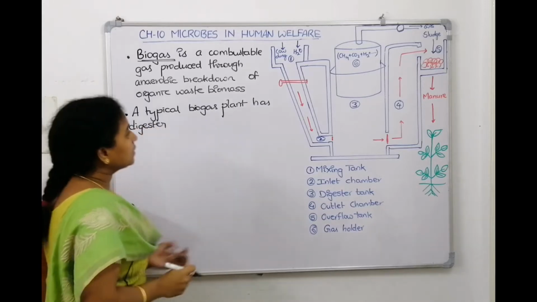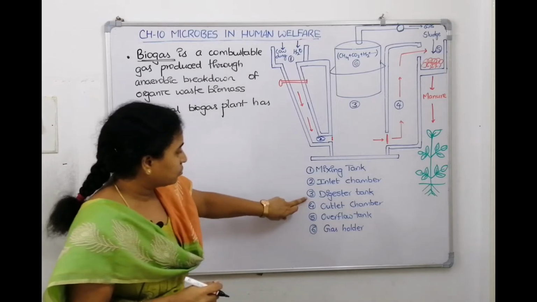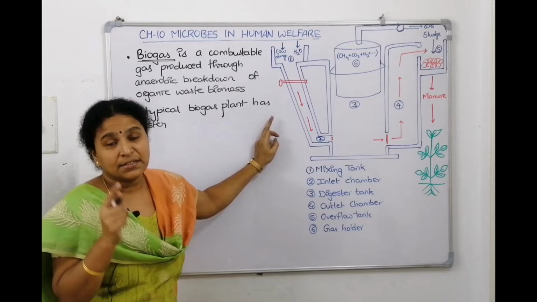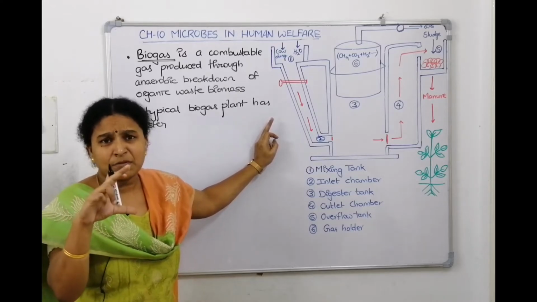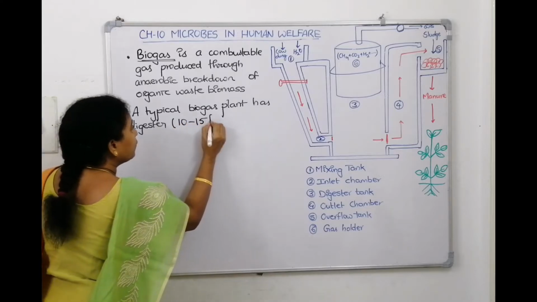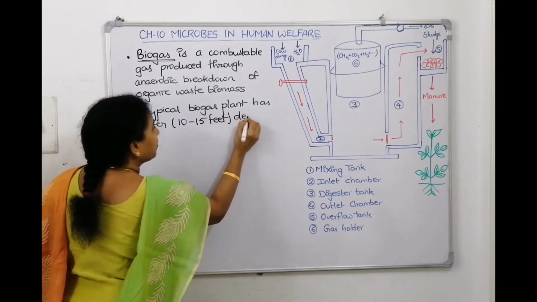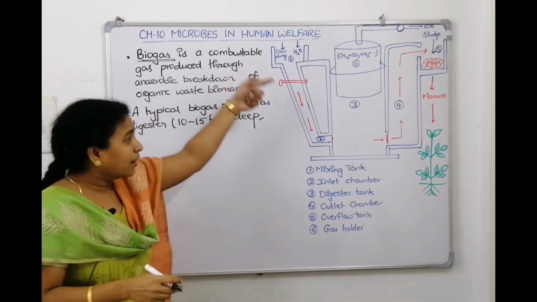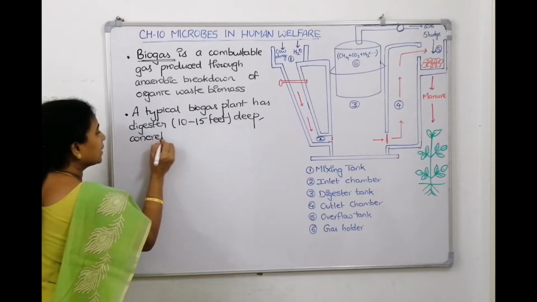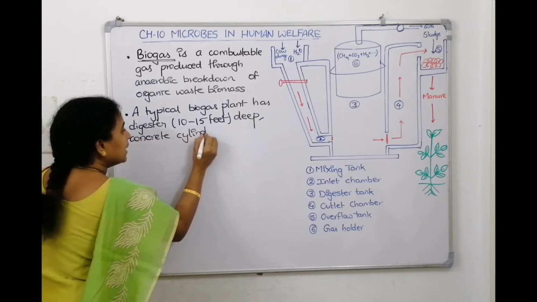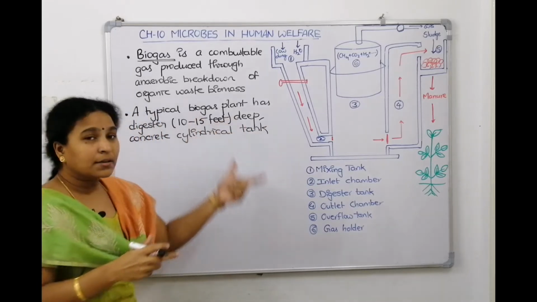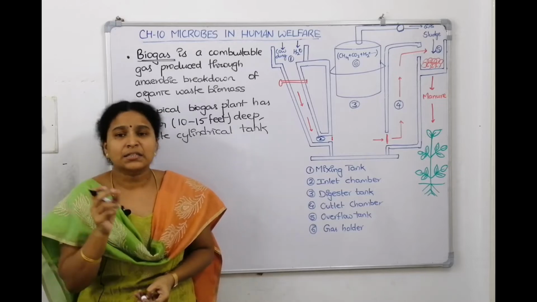What do you mean by digester? This big vessel, I wrote here 3. This is 3. 3 is the digester. A typical biogas plant has a digester. In NCERT, what's the dimension of the digester? 10 to 15 feet deep. And it is a concrete cylindrical tank, right? It is made up of a concrete material, cement material. It is a cylindrical tank.